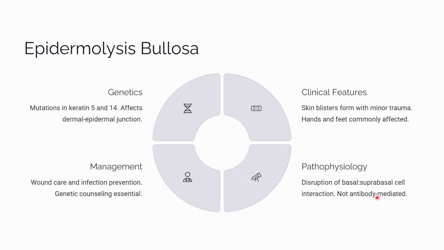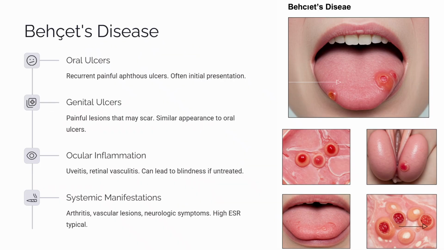Here, how will the Nikolsky sign be? The Nikolsky sign will be negative because the pathology is much deeper. Therefore, the skin will not give way with the shear stress. It is managed with wound care and infection prevention. Genetic counseling is also essential.